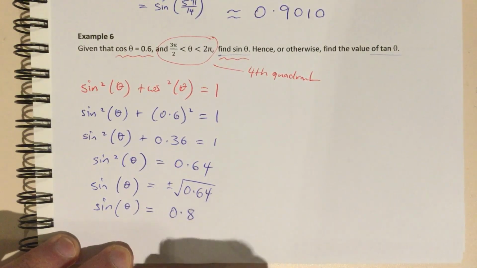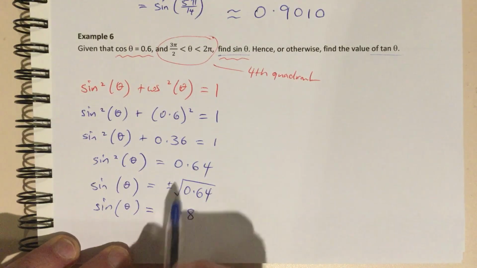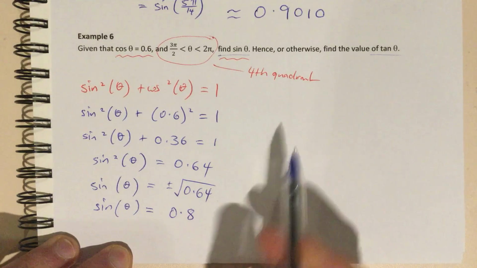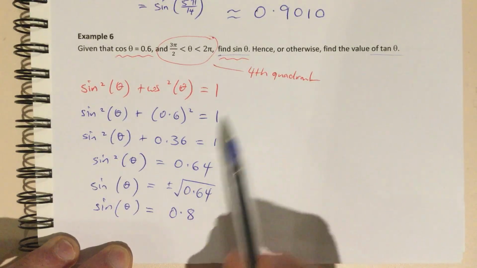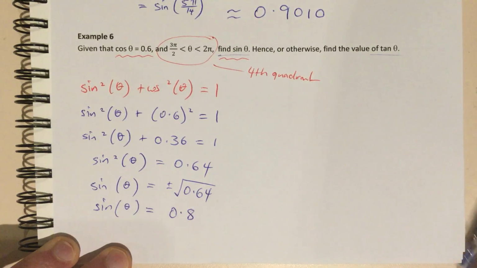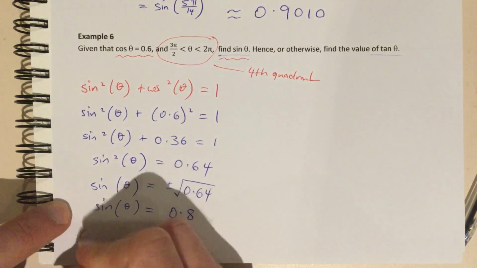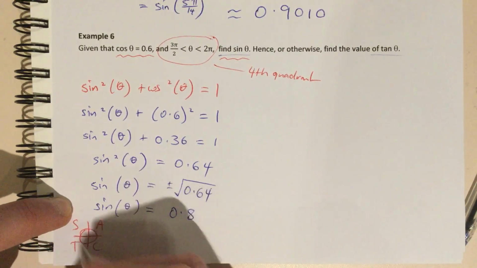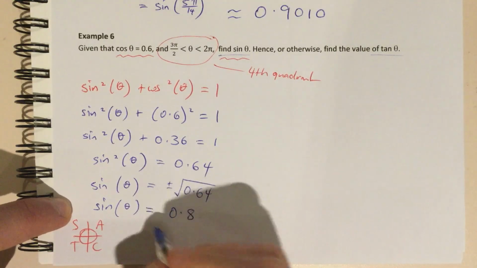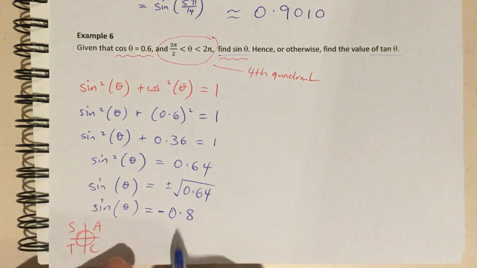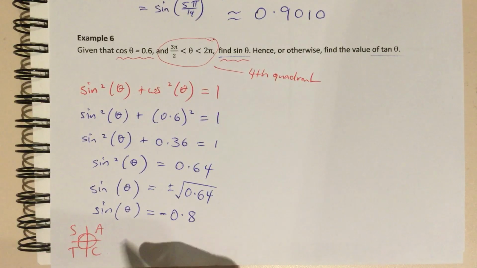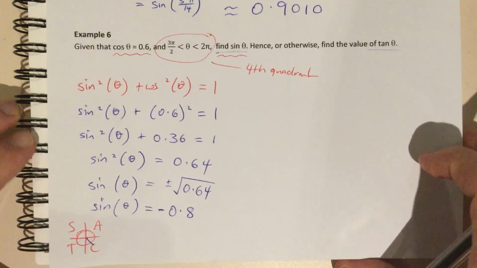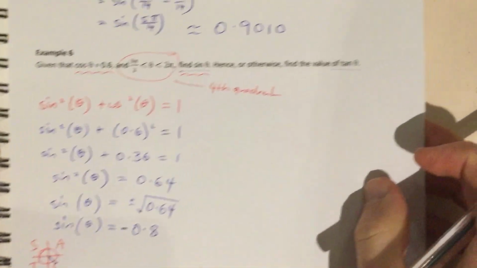The other thing that we have to decide is should this be positive or negative, because we've got two possibilities. We know from the fact that we're in the fourth quadrant, and this is a value of sine theta, that, let me draw a little unit circle down here, if we're in the fourth quadrant, sine should be negative. Okay, so it's negative 0.8 since we're in the fourth quadrant. Whew, all right, so that's the first part of the question, to find sine theta.